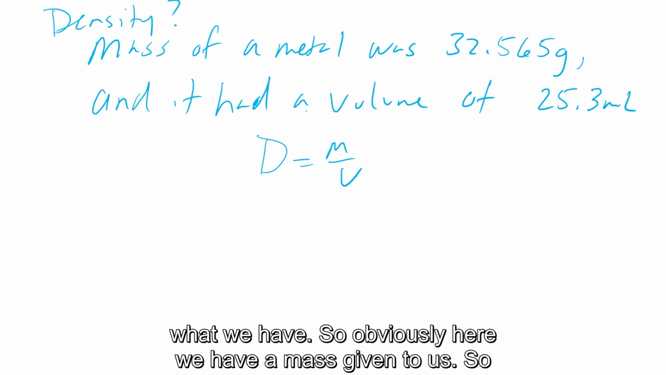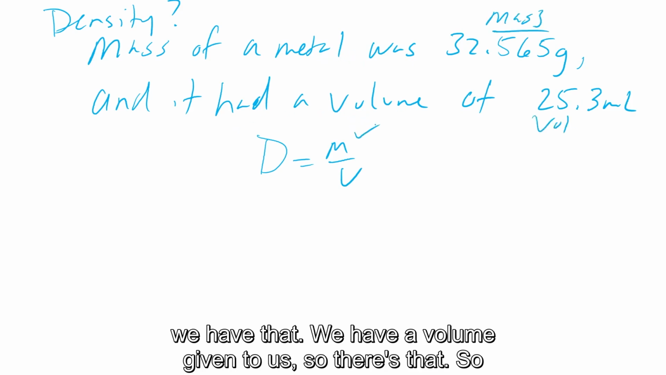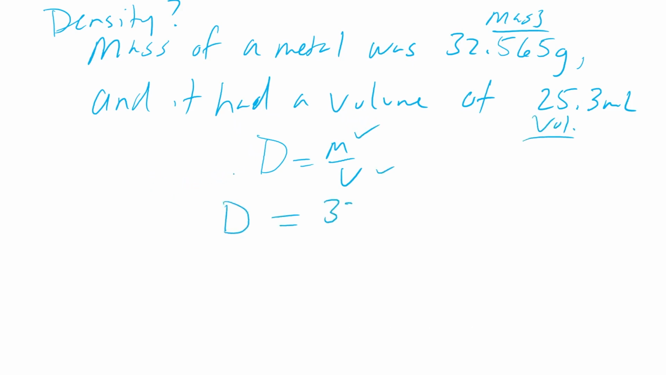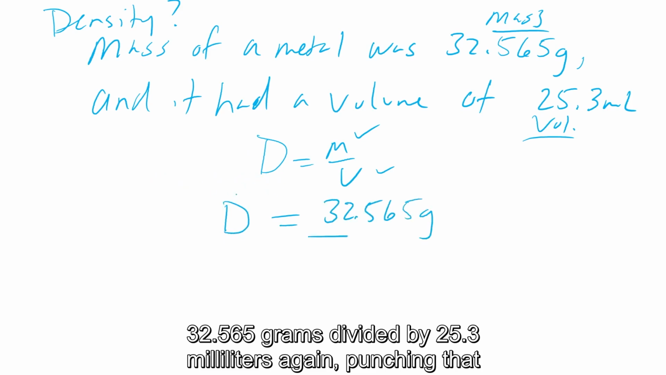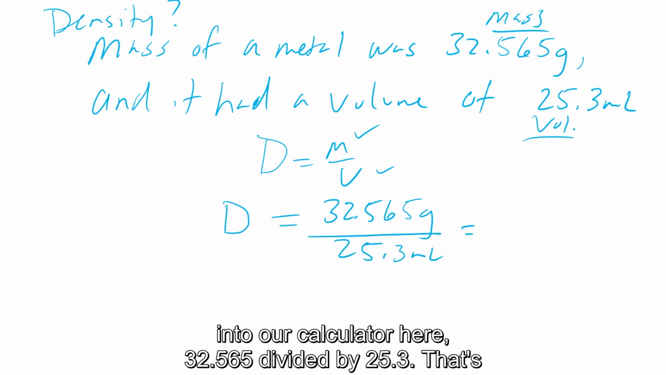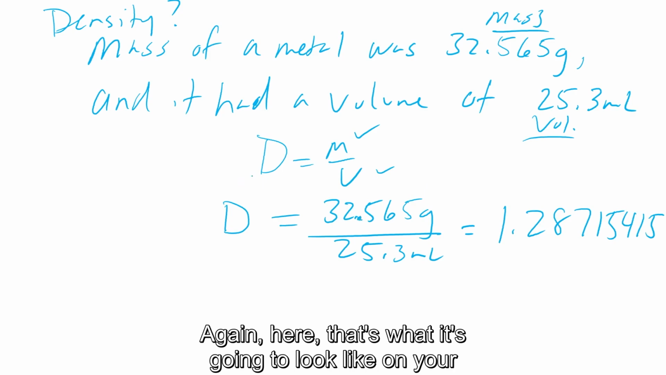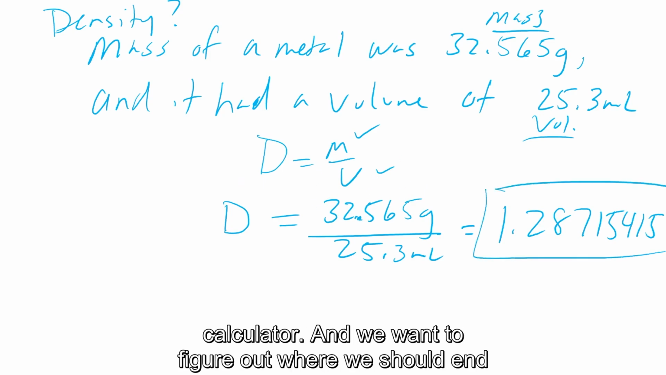We want to take out what we have. So obviously here we have a mass given to us, and we have a volume given to us. So we could just basically put it in here. Our density would be 32.565 grams divided by 25.3 milliliters. Again, punching that into our calculator here, 32.565 divided by 25.3, that's going to give us a density of 1.28715415. That's what it's going to look like on your calculator.